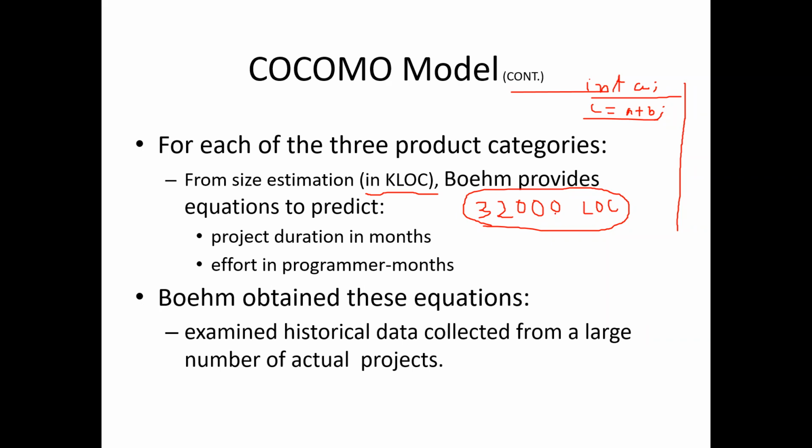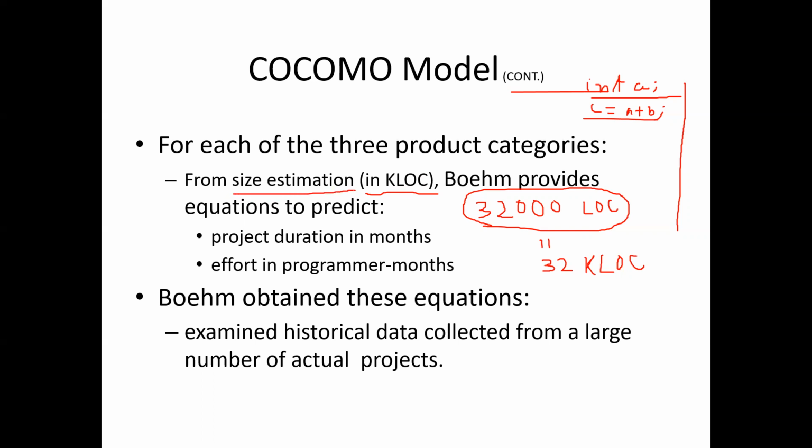Now, if you have 32,000, then it equals 32 KLOC. KLOC means kilo LOC, kilo line of code, like kilogram. If you take a kilogram, then it is 1,000 grams. So simply like that, one KLOC equals 1,000 LOC, 1,000 lines of code. So in KLOC, you have to decide the size first.